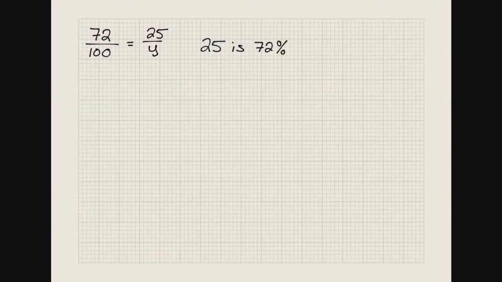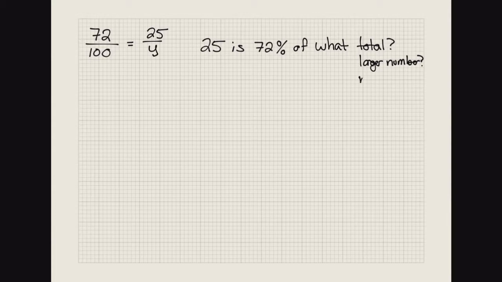Let's say that we have this proportion where we have 72. It's the same one from the board, which is why I had you write it in your notes to see if you solve it ahead of time. Equals 25 over y. Okay, and so a question that would relate to this problem is, 25 is 72% of what total? Or we might say of what larger number? Or of what number? Etc. So what we're saying here is 25 is 72% of something.